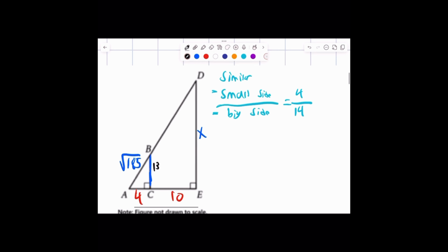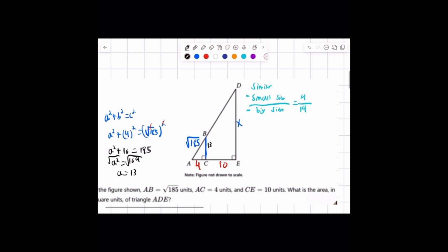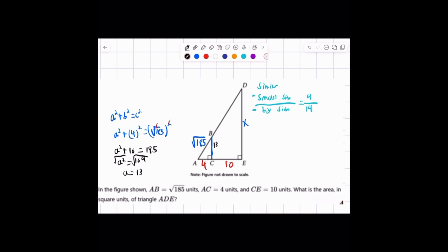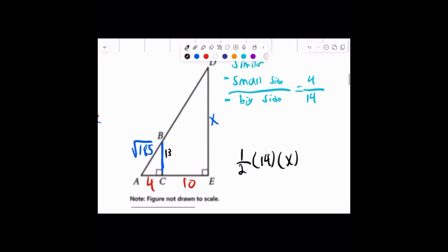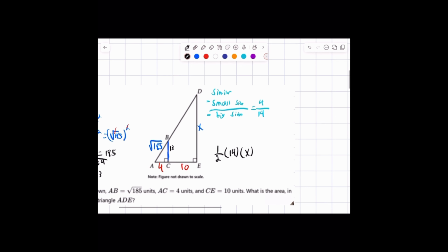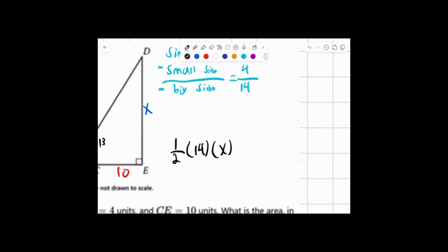So now we have a value to solve for DE. But why are we solving for DE? We know that we want to find the area of ADE. So we know that triangle is 1/2 base, which in this case will be 4 plus 10, which is 14, times x. Because we don't know x, we don't have anything to find it, like how we were given CE is 10. So we're doing this to find what side DE equals.